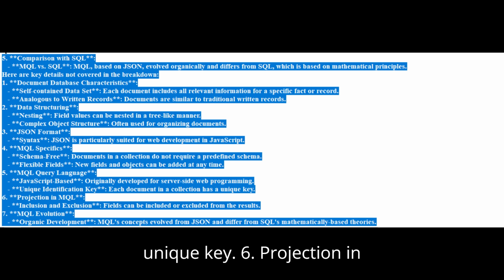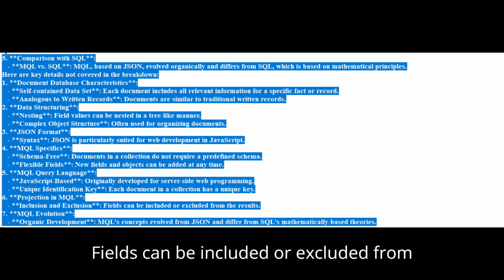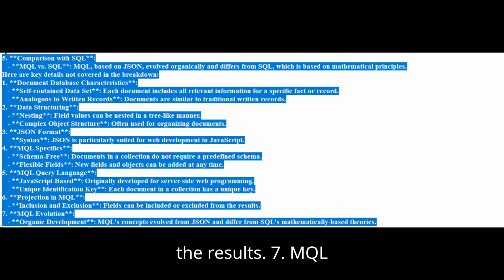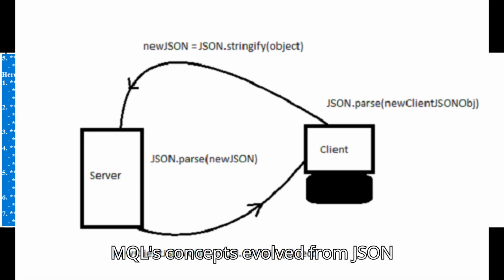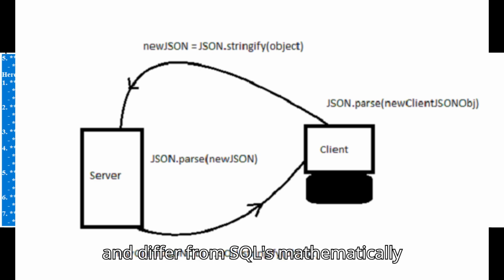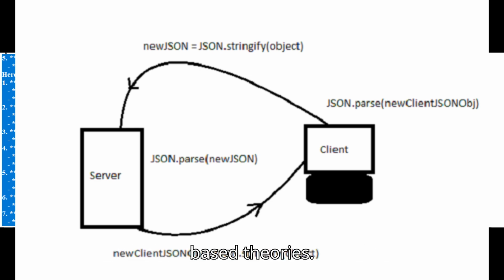6. Projection in MQL. Inclusion and exclusion. Fields can be included or excluded from the results. 7. MQL evolution. Organic development. MQL's concepts evolved from JSON and differ from SQL's mathematically based theories.